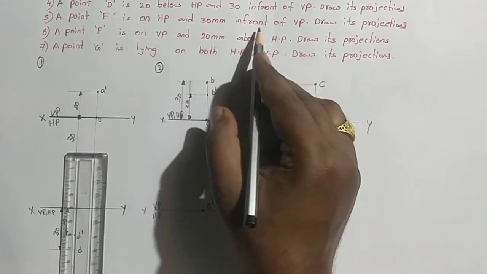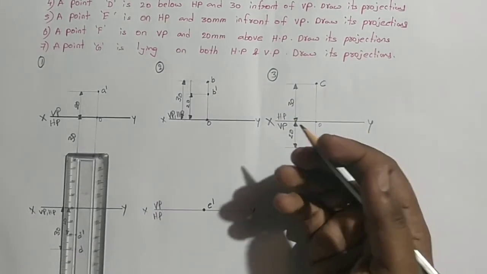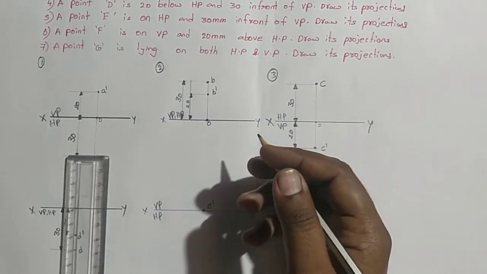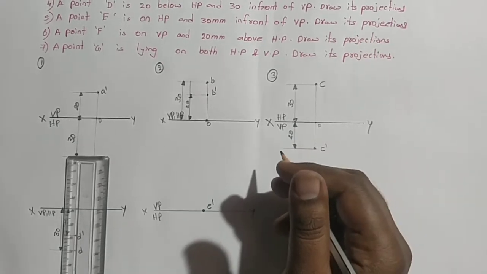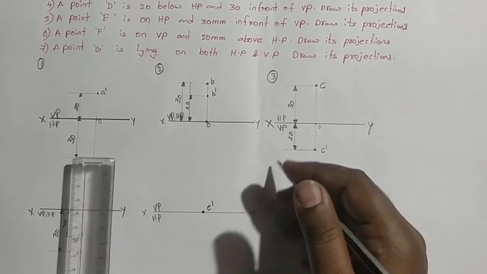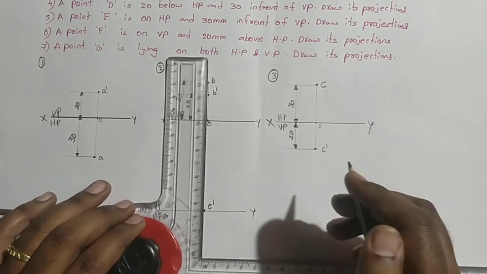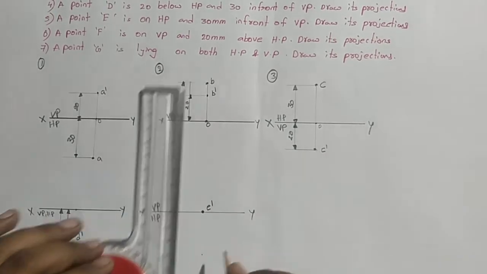Next, 30 mm in front of VP. In front of VP means when we turn this horizontal plane 90 degrees clockwise, it will come below XY. So from this point to this point the distance is 30. It is the top view.